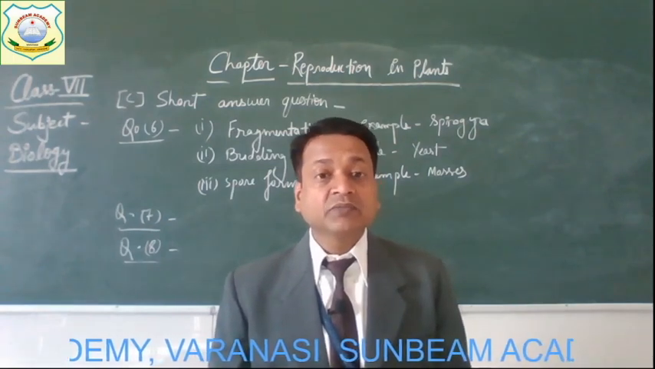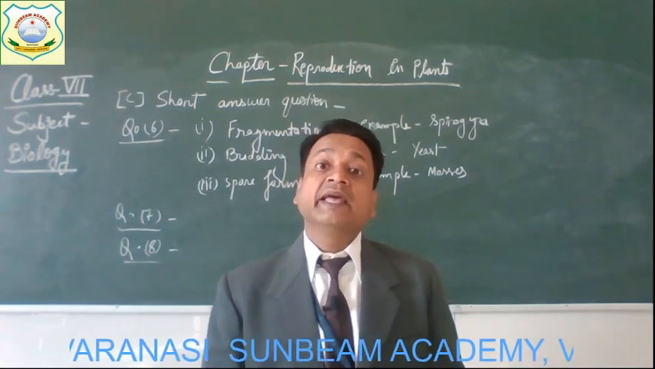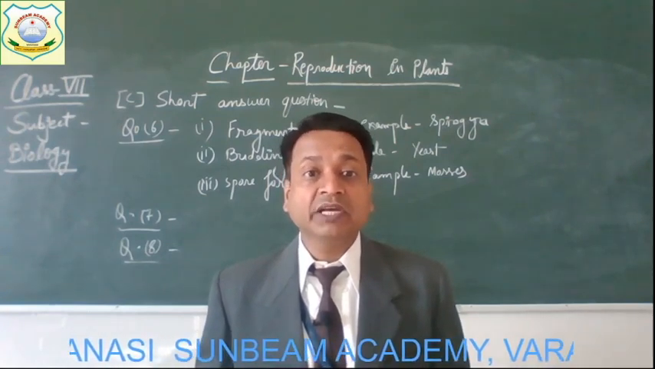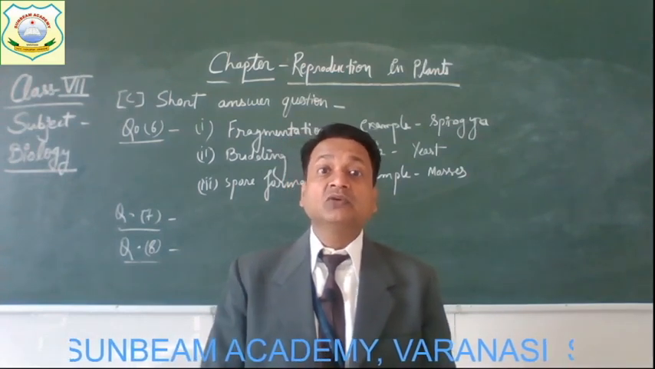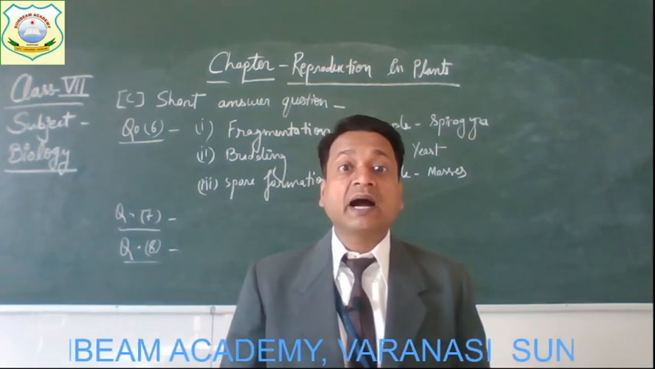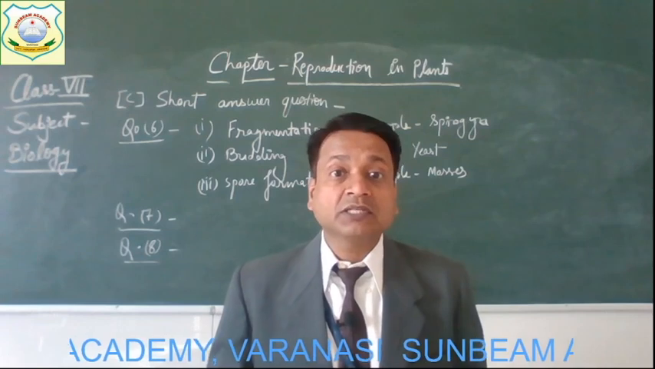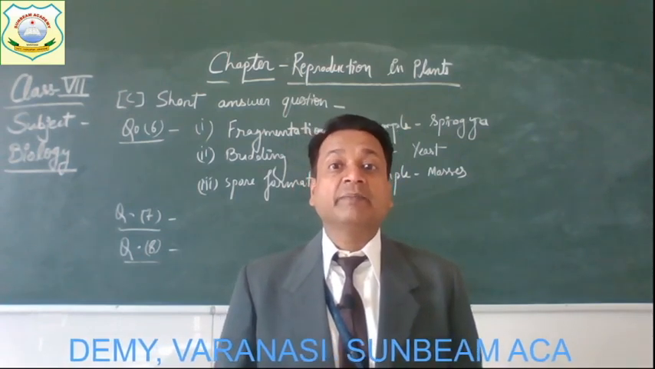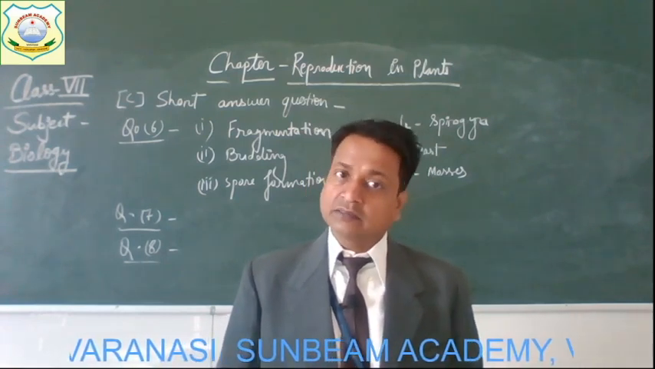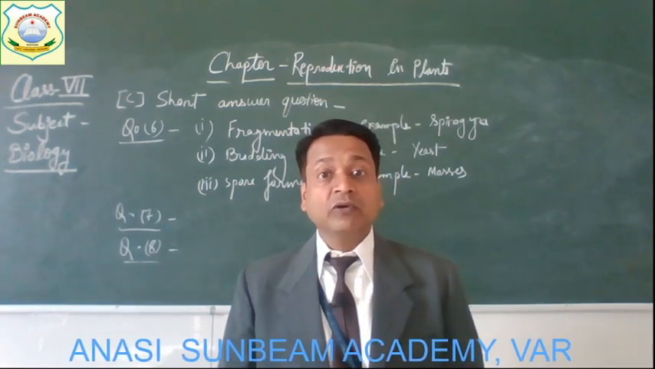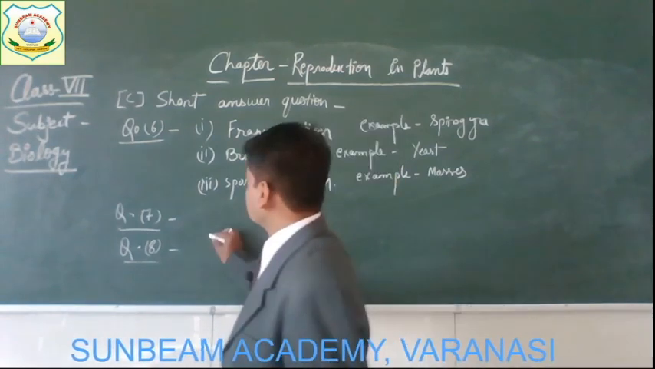The question is, what is artificial propagation of plants, and name four methods of artificial propagation. So children, here you have to explain artificial propagation. Artificial propagation is the process of growing new plants by artificial methods. It is known as artificial propagation. And the four methods of artificial propagation are, the first one, grafting.